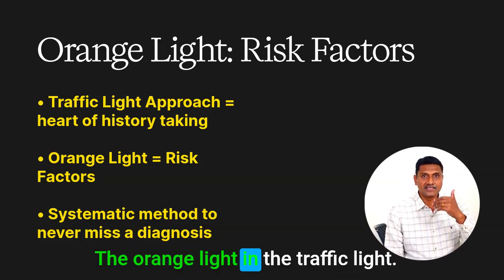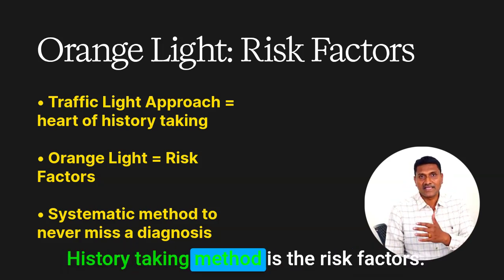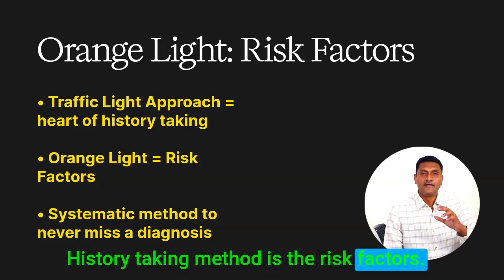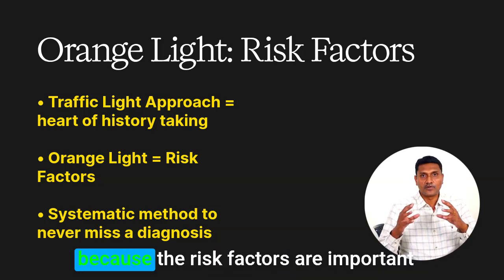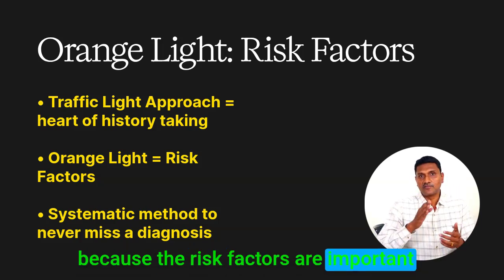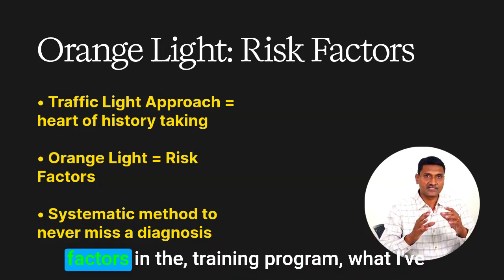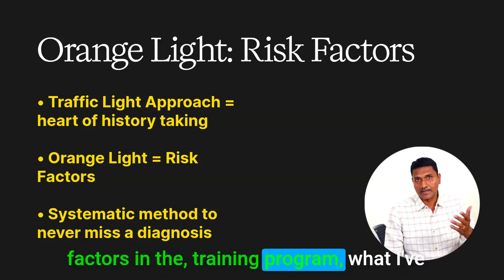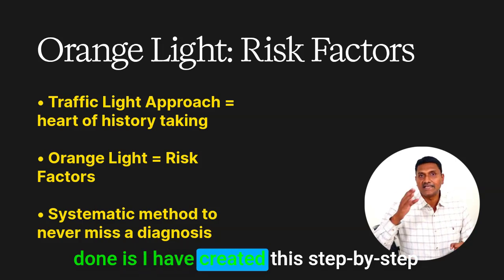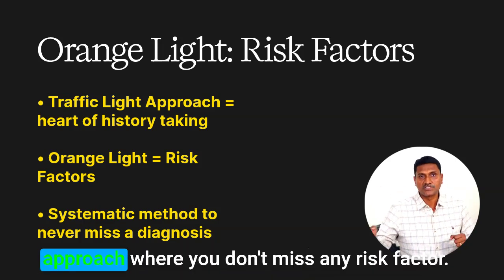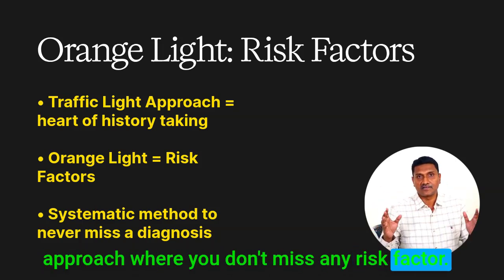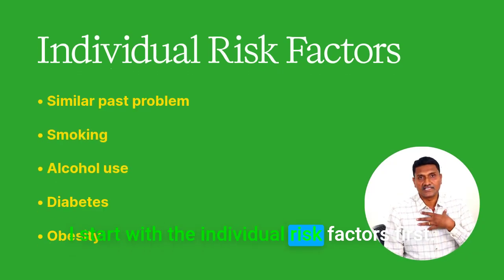The orange light in the traffic light history taking method is the risk factors. These are very, very important because the risk factors are important for you to plan your management. So you need to know what are the risk factors. In the training program, what I've done is I have created this step-by-step approach where we don't miss any risk factor. I start with the individual risk factors first.